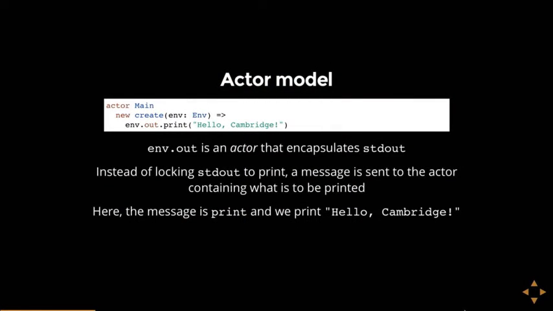So the actor model, and Vout is an actor. It encapsulates standard out. So instead of locking or anything like that, we're going to send a message. We're going to print by sending the message print and sending the string hello Cambridge. Straightforward stuff. Simple message passing.